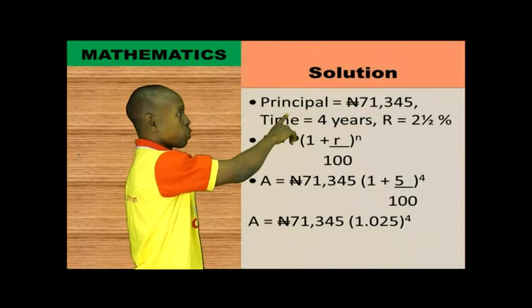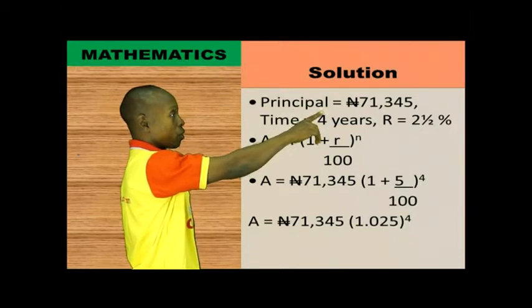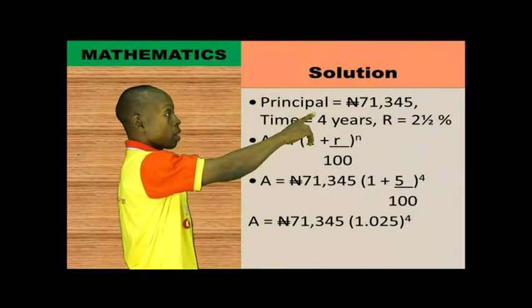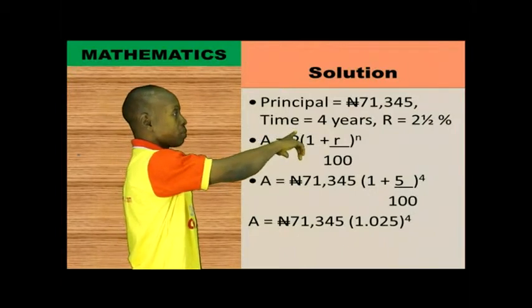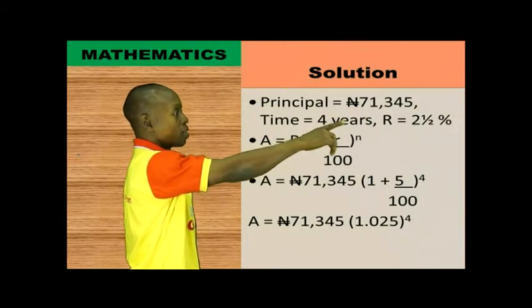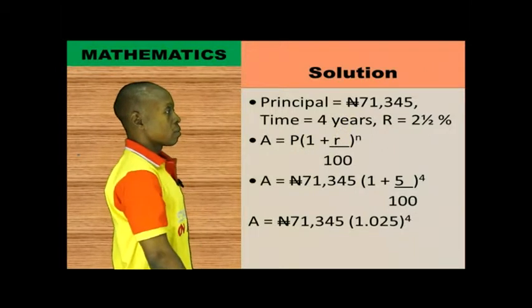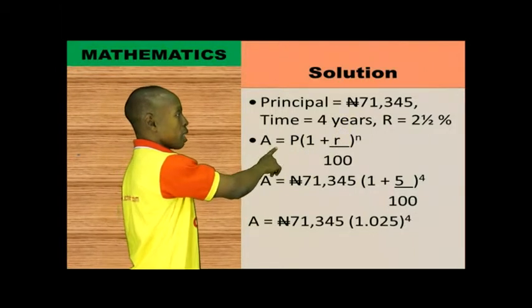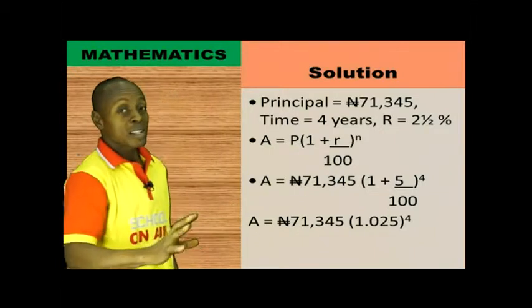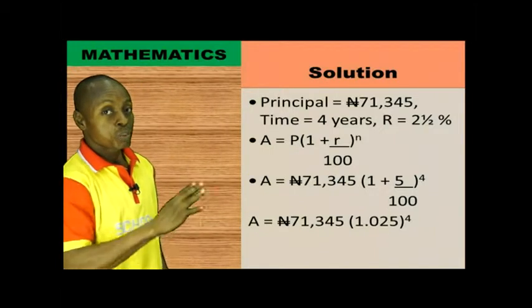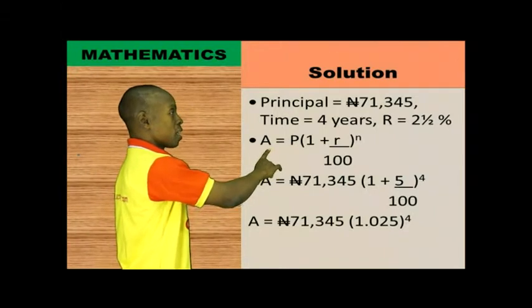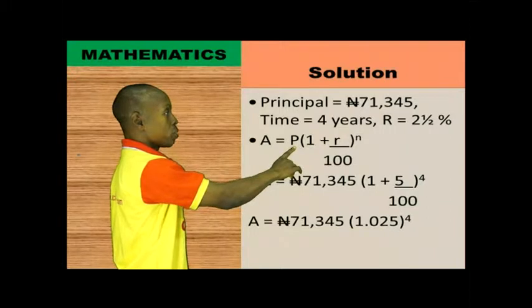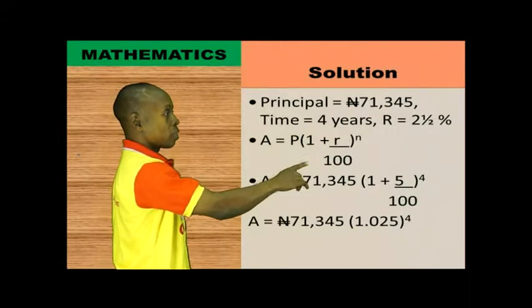The principal given to us in the question is 71,345 naira. The time we are given is 4 years, and the rate is 2.5%. The first thing I told you, when you are calculating anything, especially in mathematics, is to first write out the formula. The formula here is amount is equal to P into bracket 1 plus R over 100, raised to power n.